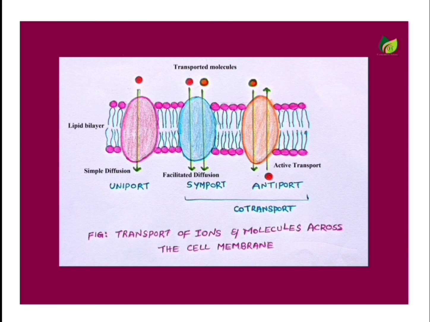Next, let's see the example for the antiporter protein. The antiporter protein transports 3 Na+ ions out of the cell in exchange for 2 K+ ions into the cell. So this is about uniport, symport and antiport. Symport and antiport are collectively called co-transport. This is regarding the transport of ions and molecules across the cell membrane.